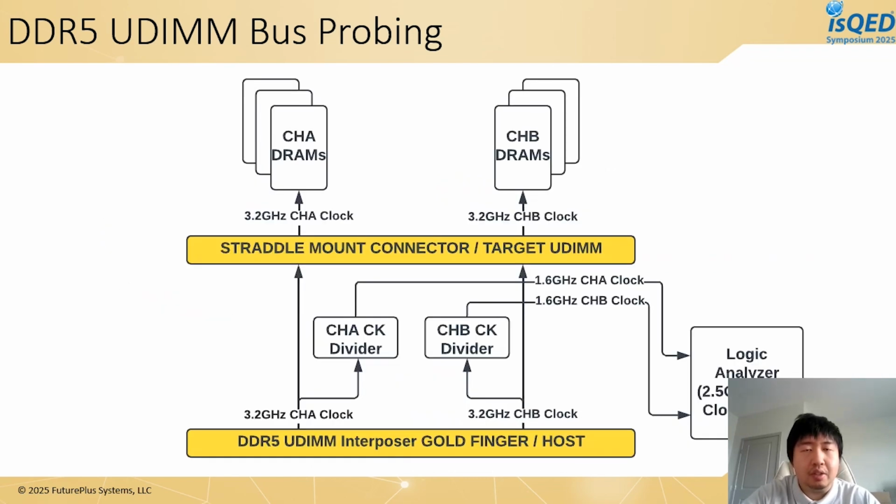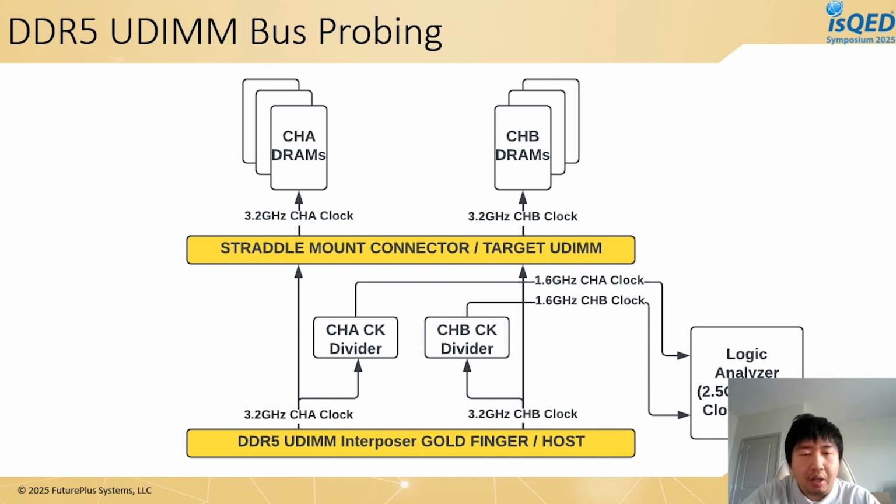So we came up with this clock dividing scheme. We added a pair of clock dividers on the interposer. This clock divider chip just takes an input clock signal and divides it by half. For example, if we put in 3.2 gigahertz, we'll get a 1.6 gigahertz clock out of it. 1.6 is fairly within the limit of the logic analyzer, so we can use this to sample the single data rate 3200 mega transfer command and address bus.